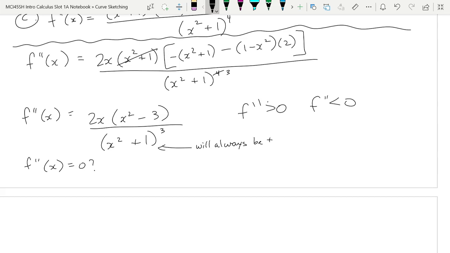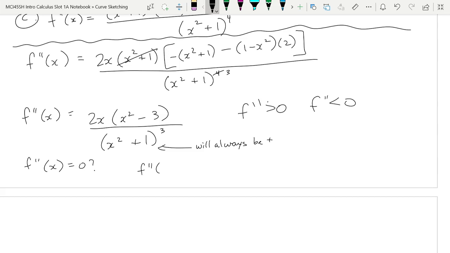Can you see why that is? Because no matter what number you put in here, you square it, you add 1, which makes it even more positive, and then you cube it, which won't change its positivity. So there we go. The denominator is always positive. So really, all I've got to worry about is the numerator, and the numerator here will be 0.